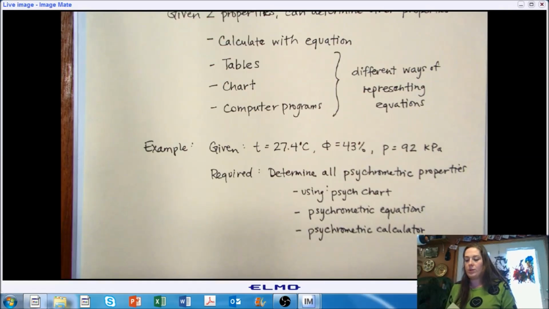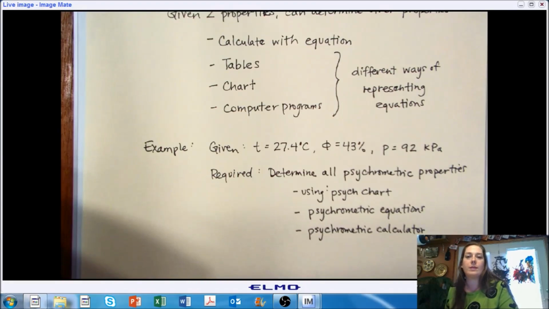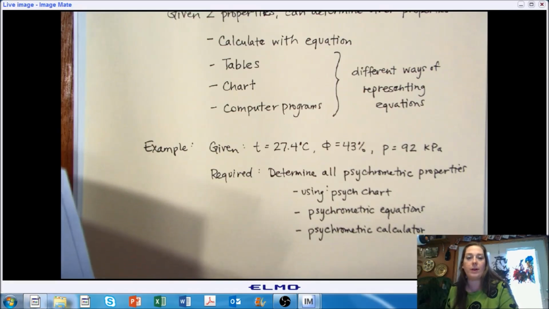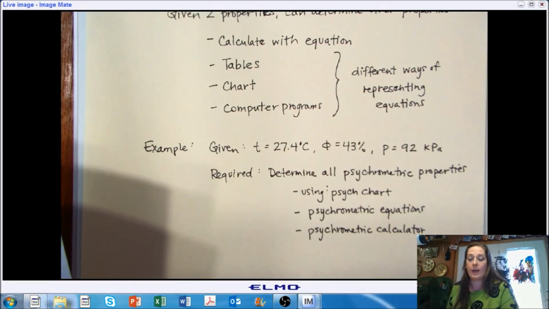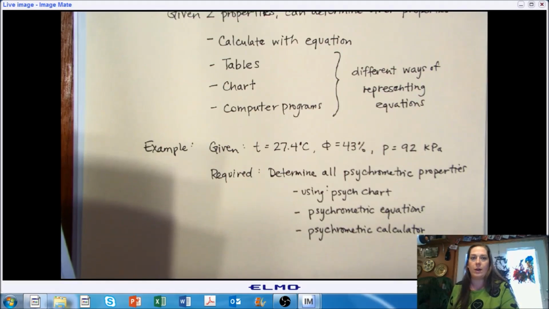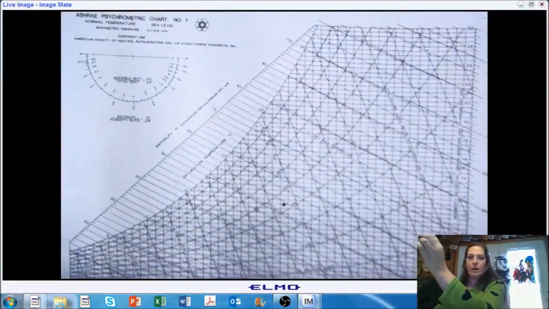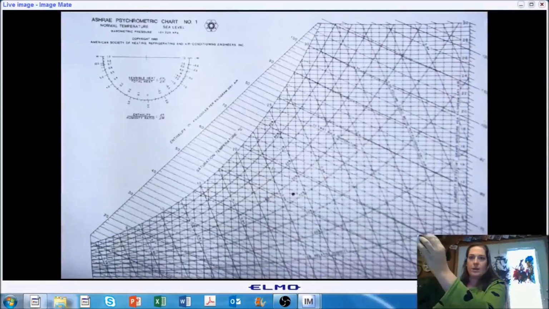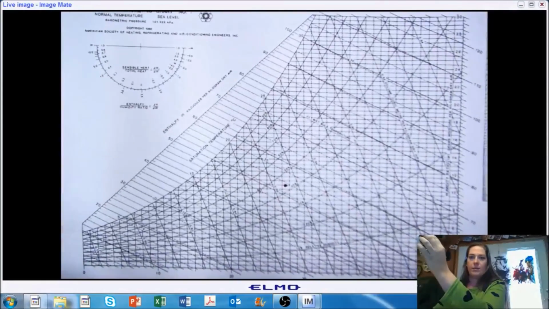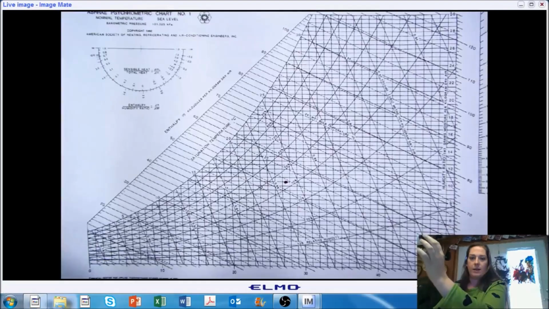Okay, so the first method we're asked to use is a psychometric chart, and I've provided you with several different variations of the psychometric chart on the wiki. For the most part, we're going to use the psychometric charts produced by ASHRAE for our examples, and that's what you'll be given on your exams as well. As I mentioned in the last session, until you're accustomed to looking at this, it can be very intimidating.